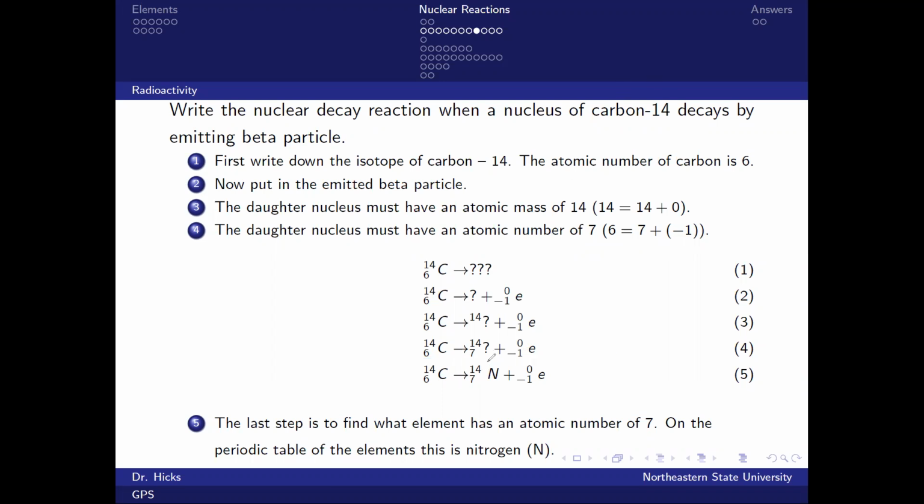So then my missing particle is this isotope of nitrogen, nitrogen-14. So total atomic mass is the same on both sides, and total atomic number is the same on both sides. That's how you do all of these radiation type problems.